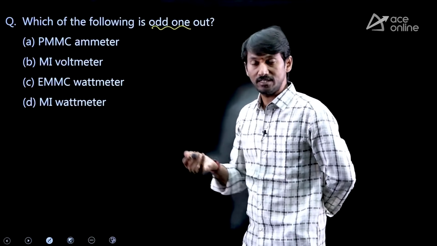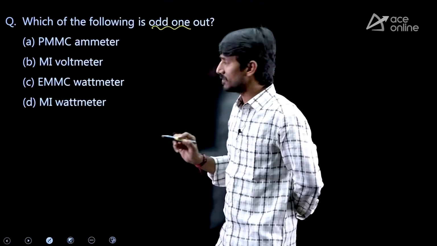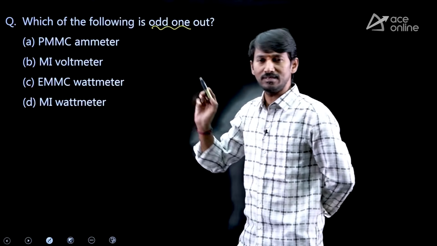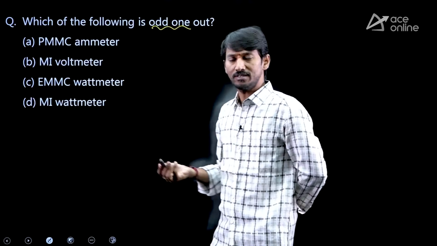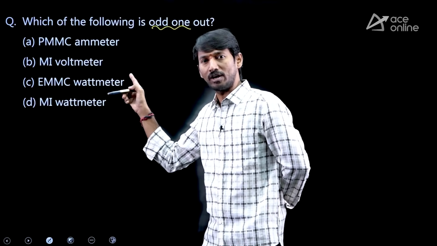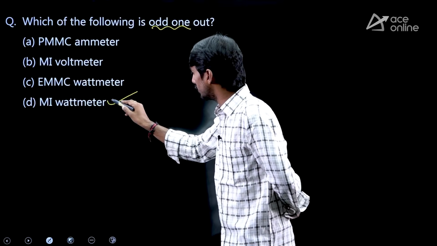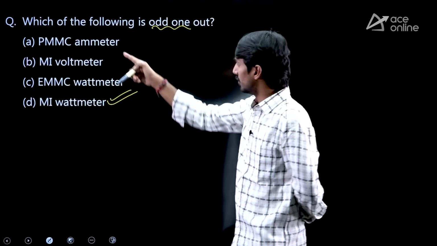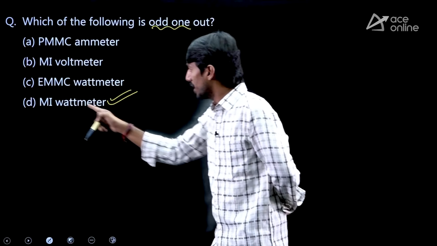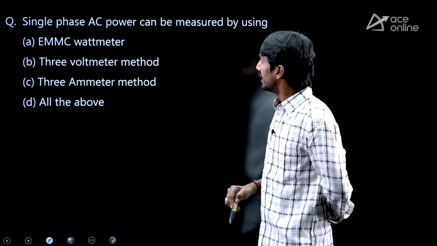PMMC ammeter. Yes, PMMC can be used as an ammeter as well as voltmeter, correct? MI voltmeter is there, MI ammeter is there. EMMC wattmeter. Yes, dynamometer type wattmeter possible. MI wattmeter not possible. So therefore, which is the odd one out? MI wattmeter is not there. So therefore, all these are present, but this is not present. Okay, not possible.